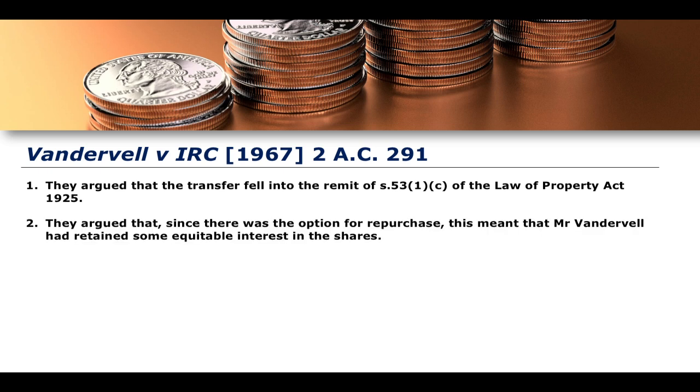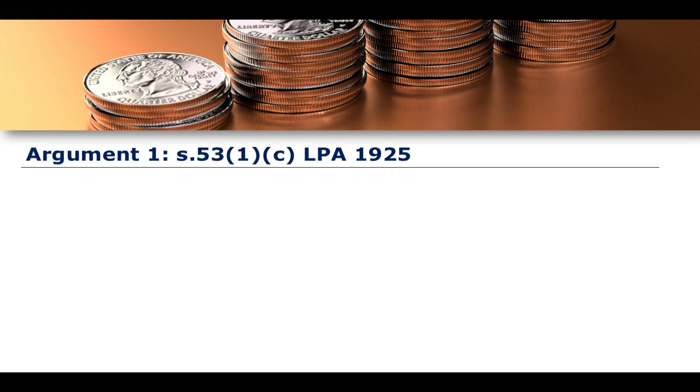The second argument that they tried to present was that since there was this option to repurchase, this option for Mr. Vandervell to repurchase this property under Vandervell Trustees Limited, it essentially meant that Mr. Vandervell had retained some equitable interest in those shares, and so as a result it cannot be considered to be an unconditional transfer. So let's deal with both of these arguments one at a time.